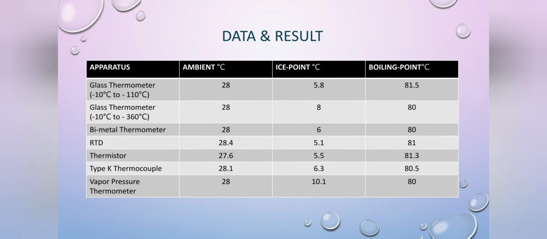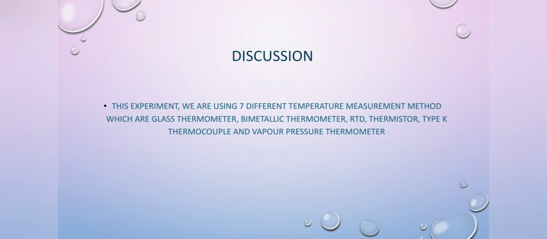Here is the data and result from the experiment. From the data and result, I have come to this discussion. This experiment uses six different temperature measurement methods, which are the glass thermometer, bimetallic thermometer, RTD, thermistor, type K thermocouple, and vapor pressure thermometer.